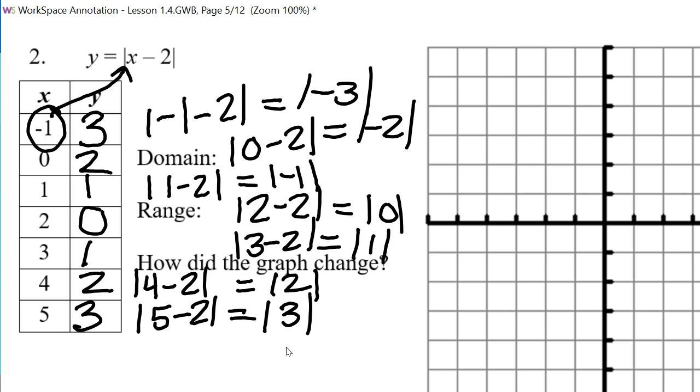Okay, plotting these points, we have -1 goes up to 3, 0 goes up to 2, then we have 1, 1, 2, 0, 3, 1, 4, 2, and 5, 3. And if we did the math correctly, and if we graph the points correctly, you should always see a V shape for absolute value. So go ahead and connect the points. Make your right arm with an arrow pointing up, and make your left arm with an arrow pointing up.